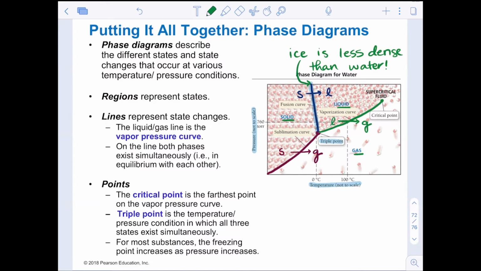The other point is the critical point over here. The critical point is the farthest point on the vapor pressure curve, where we create a supercritical fluid. Lots of fun things that we can see with those and some interesting experimentation going on to see the properties of this new fluid type substance that's not really a liquid, not really a gas. It's kind of a combination of both.